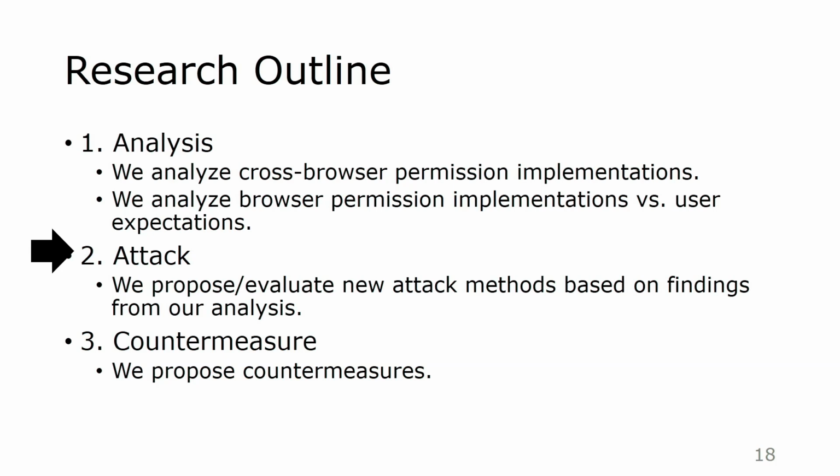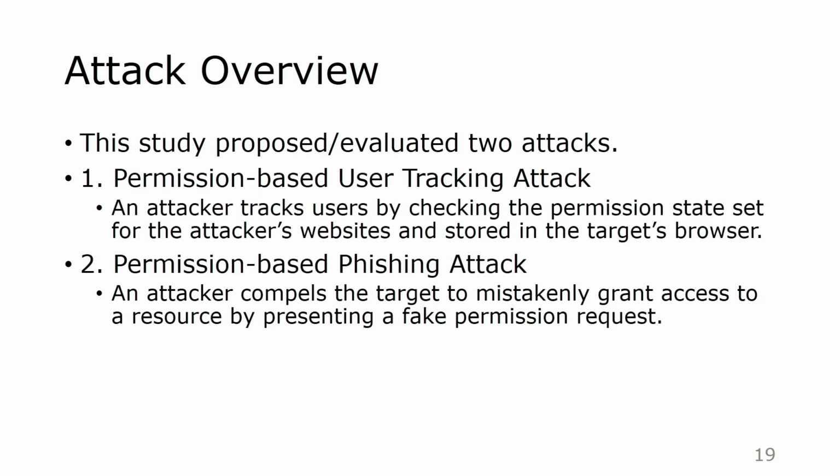Okay, next, I will propose and evaluate new attacks based on findings from our analysis. We propose two attacks: a permission-based user tracking attack and a permission-based phishing attack. In a permission-based user tracking attack, an attacker tracks a user by checking the permission state set for the attacker's website. In a permission-based phishing attack, an attacker compels the user to mistakenly grant access to a resource by presenting a fake permission request prompt. In this presentation, I will only describe the permission-based user tracking attack.